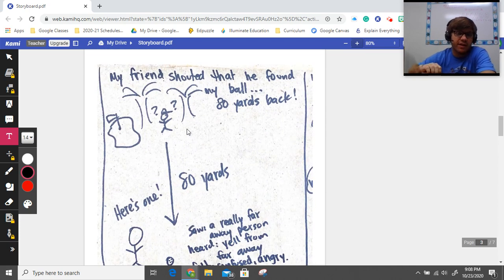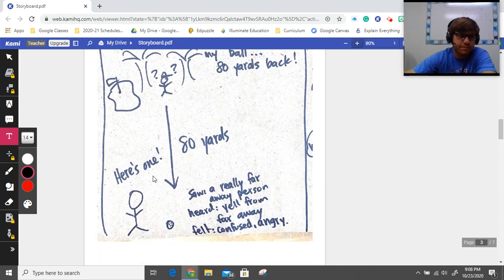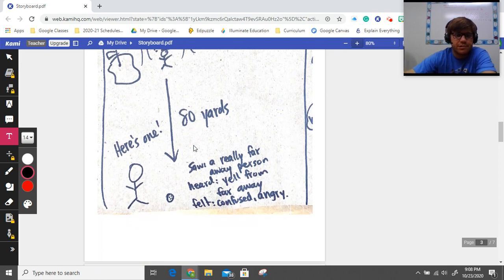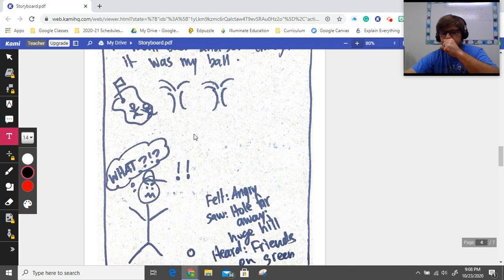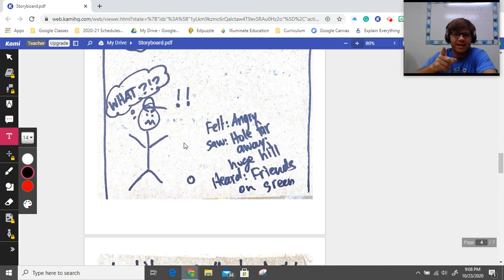My friend shouted that he found my ball 80 yards back. Here's one. That's good, but not the heart of my story. I went back and sure enough, it was my ball. That's it. That feeling of, oh, this is my ball. That's where my strongest emotion was.